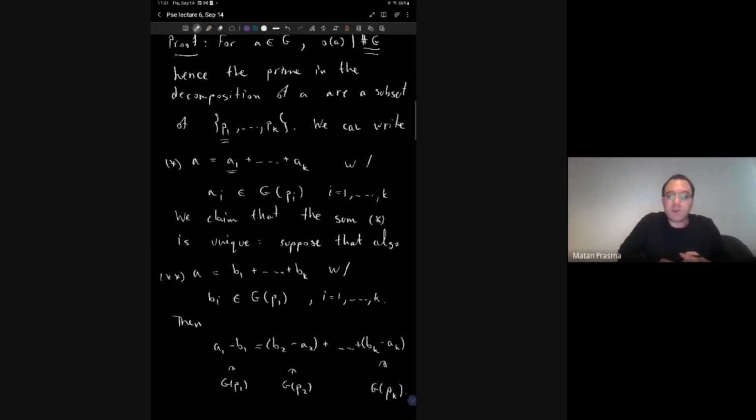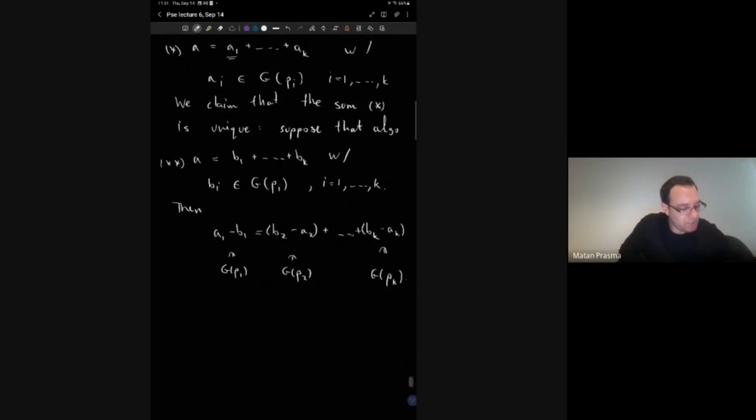Okay, so if it's an element of GPI, it means there exists SI bigger or equal to 0, such that, let's say BI minus AI has an order of PI to the SI.